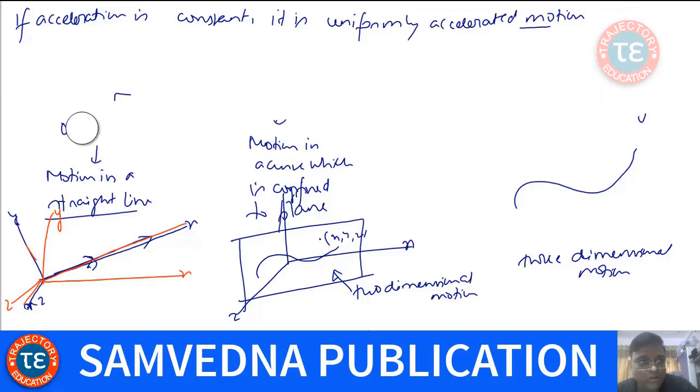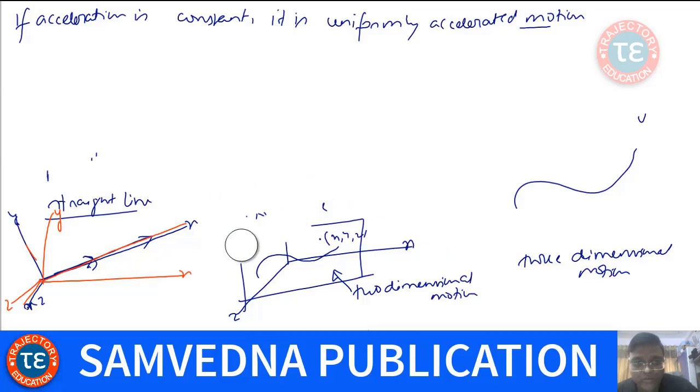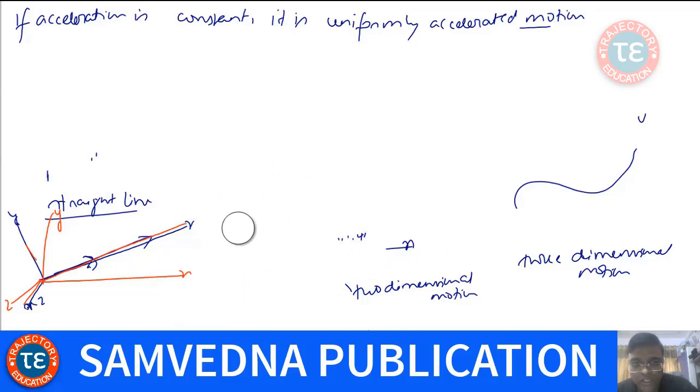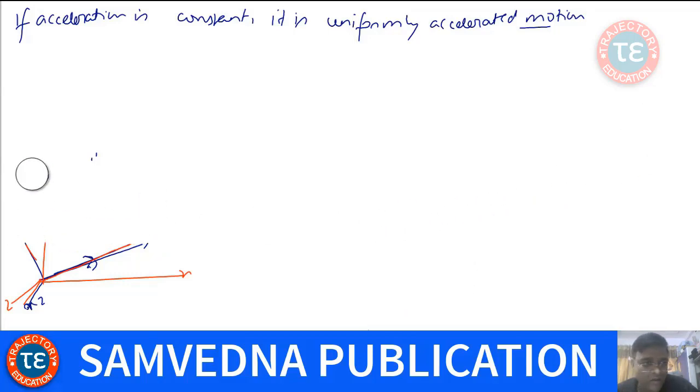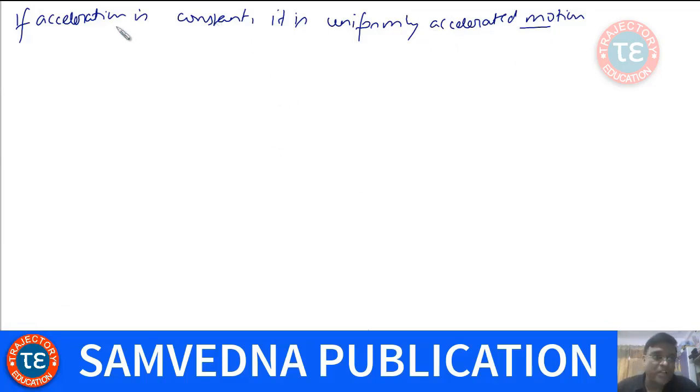So let's come back to what is called uniformly accelerated motion. When the body is undergoing uniform acceleration, uniform acceleration means acceleration remaining constant with time. When acceleration remains constant with time, we call it uniform acceleration, and the motion is called uniformly accelerated motion, right? So if a remains constant with time, this a is what? a is dv by dt, and this is constant.